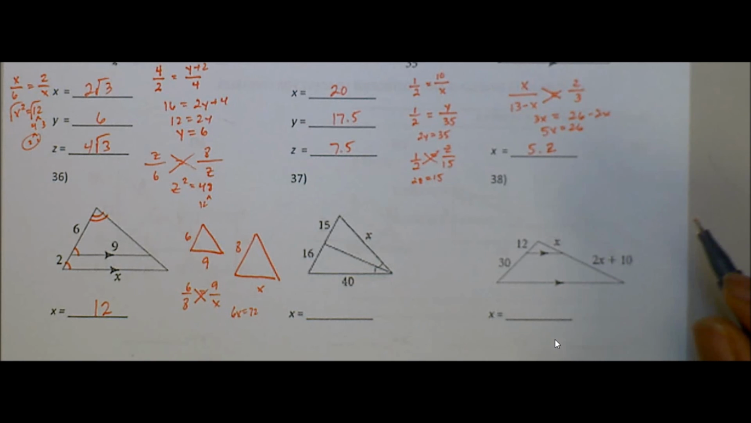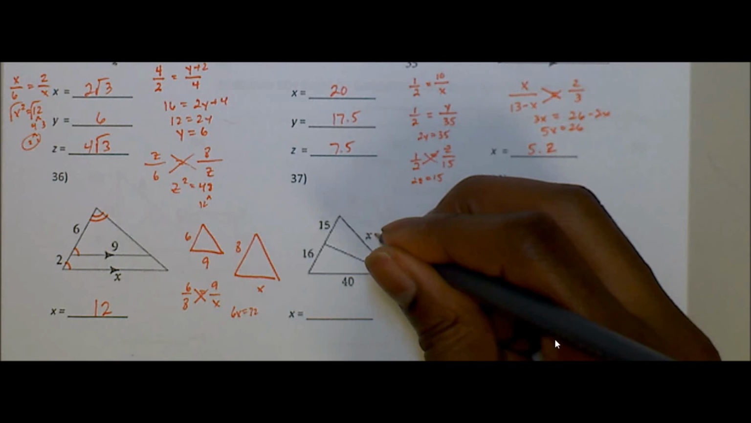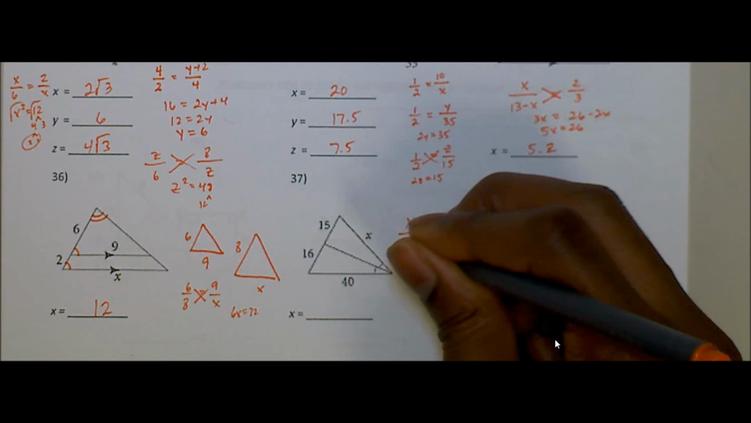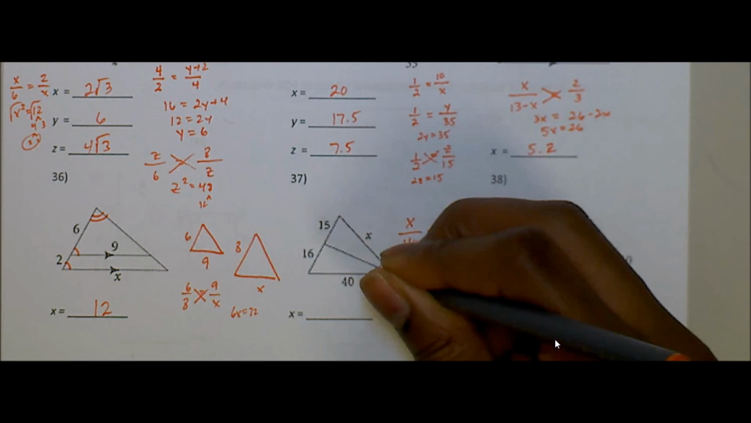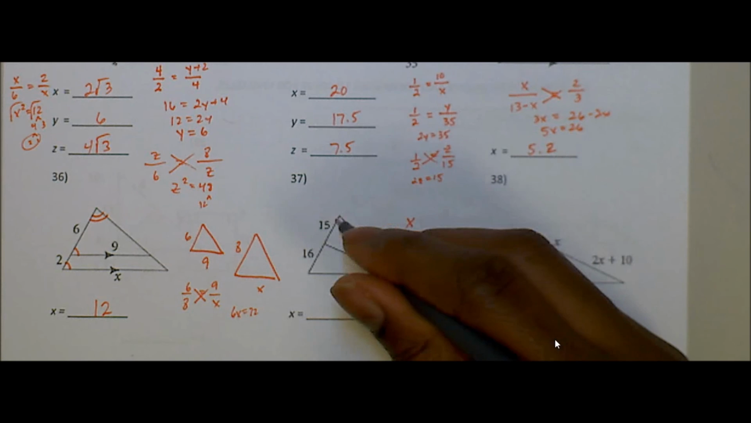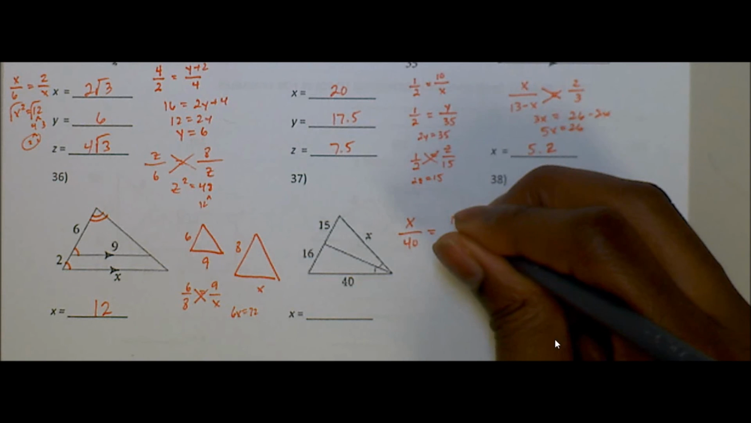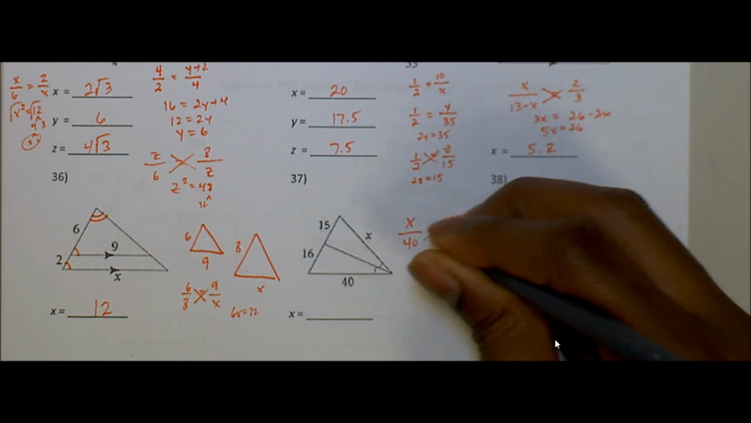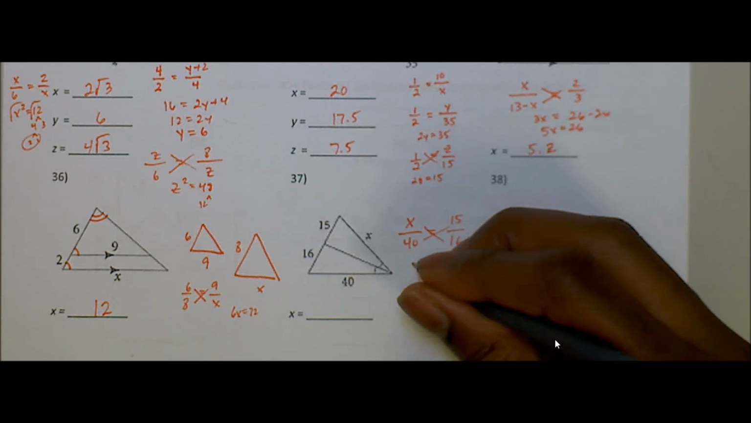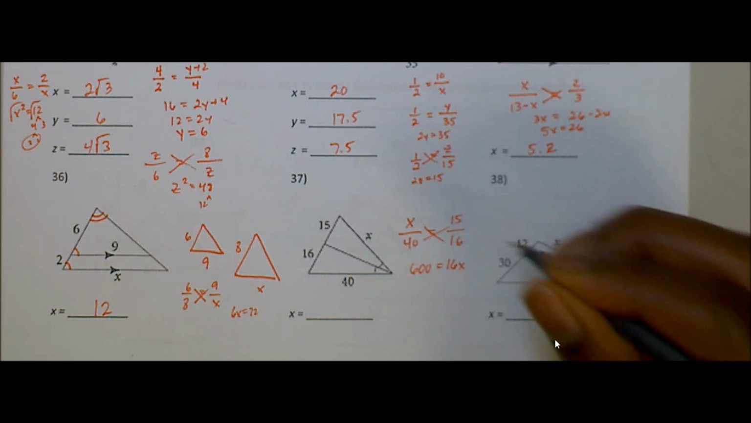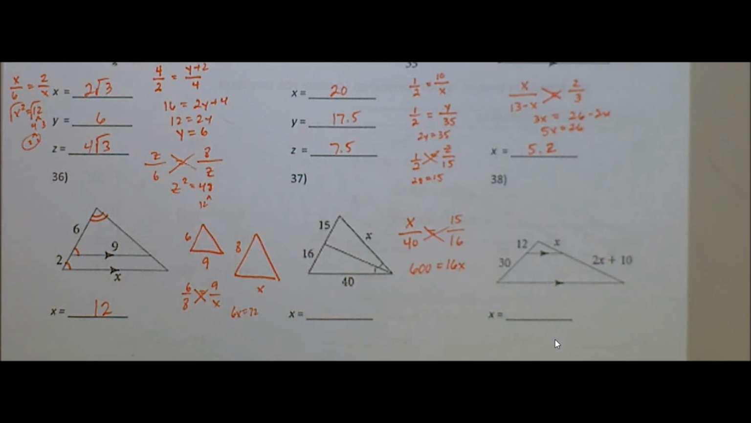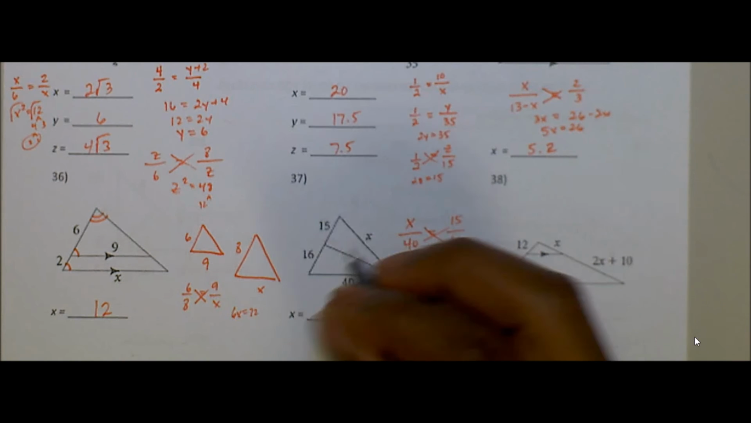For 37, we have the triangle angle bisector theorem. X over 40. Remember, this angle bisector separates the side that intersects, and the same ratio separates the sides of the triangle. So x over 40 should be the same as 15 over 16. Cross multiply, 600 equals 16x. I want to think 50, but no, it can't be. 600 divided by 16, 37.5. And that's why we have calculators.